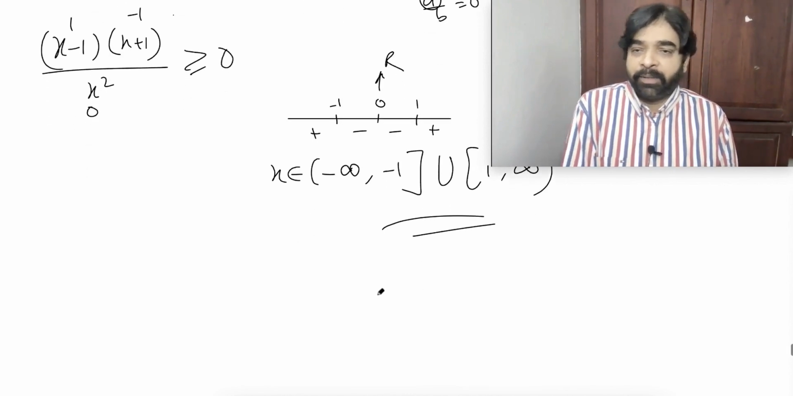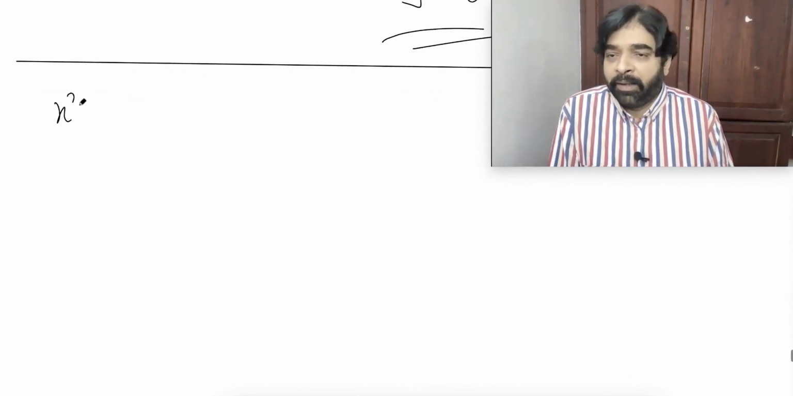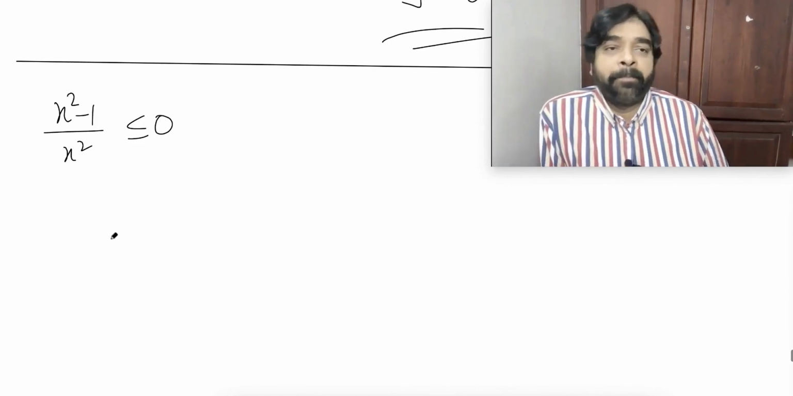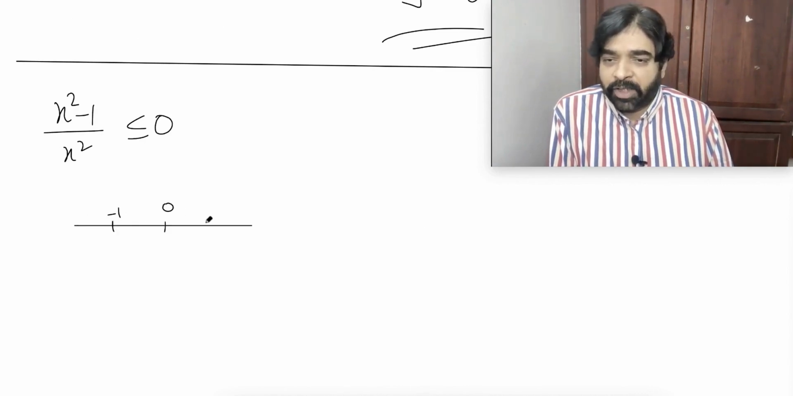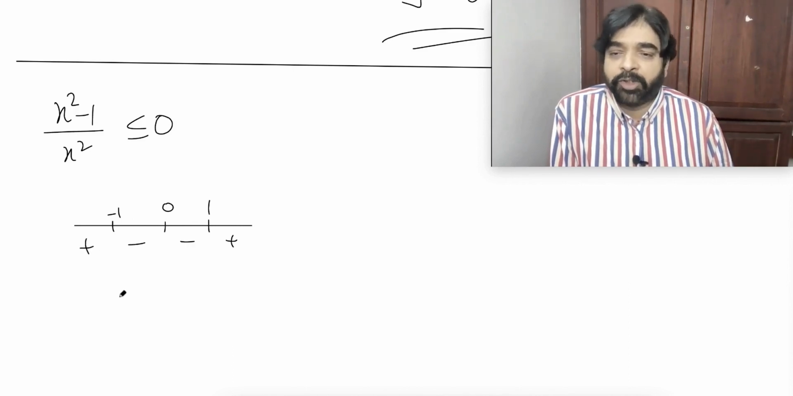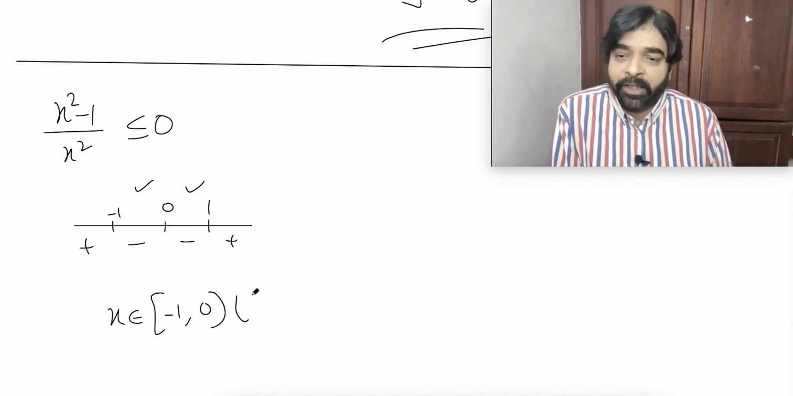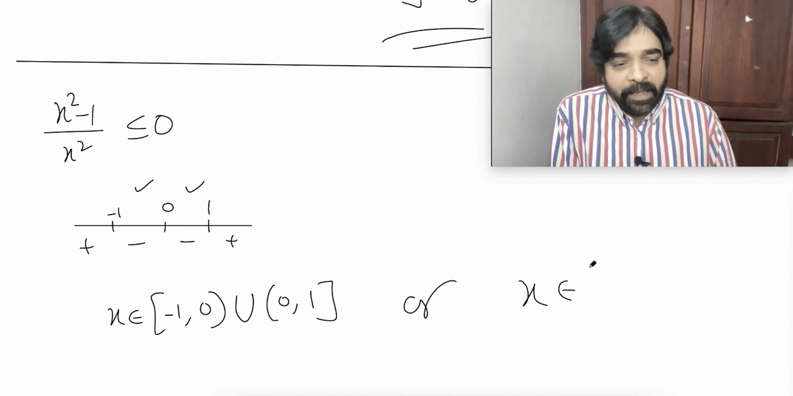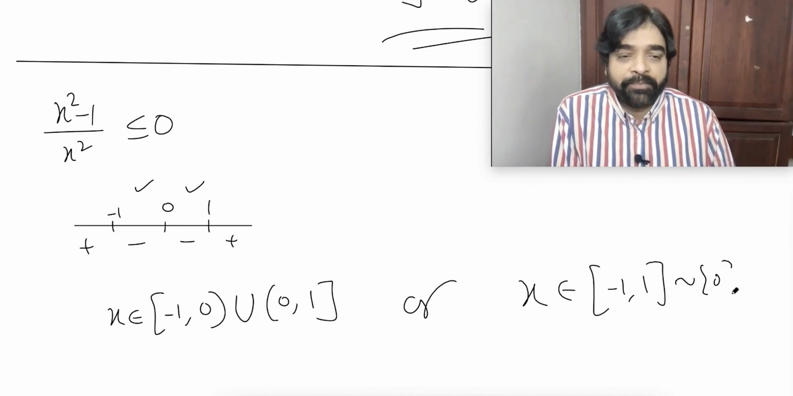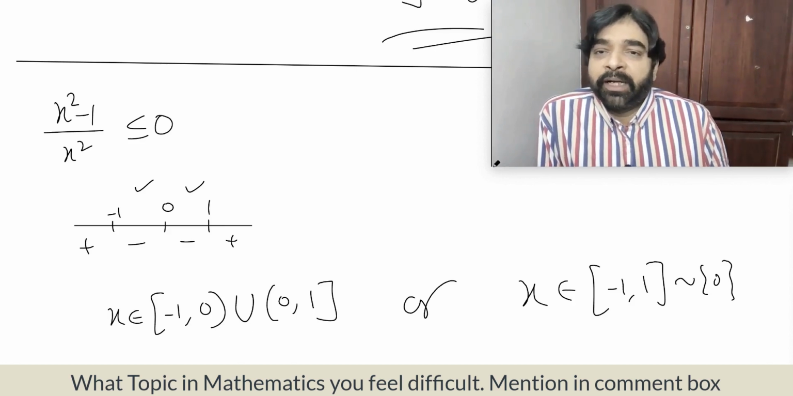Now, next one. Same question. If I say (x square minus 1) by x square less than equal to 0. Again, same thing. We will get minus 1, 0, 1. And this is positive, negative, negative, positive. What we want is negative. So this time this is correct. So x is an element of [minus 1, 0) union (0, 1]. Why 0 open? Because it is the denominator critical point. You can write this answer this way also: x is an element of [minus 1, 1] difference {0}. Why difference 0? Because 0 is not included. I hope everybody is able to understand.